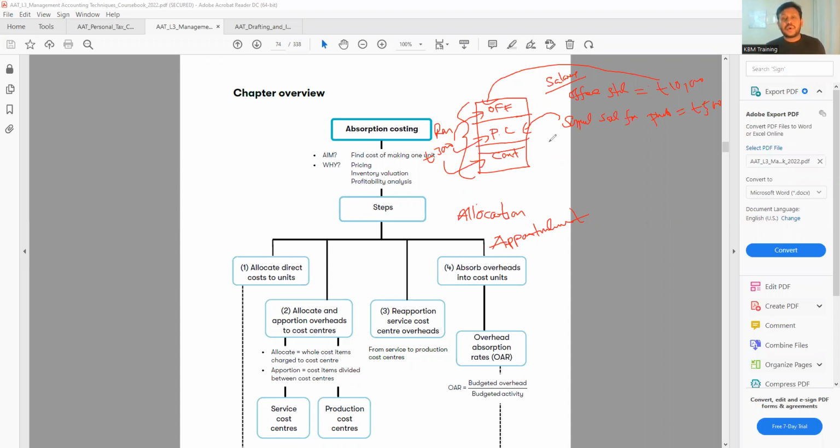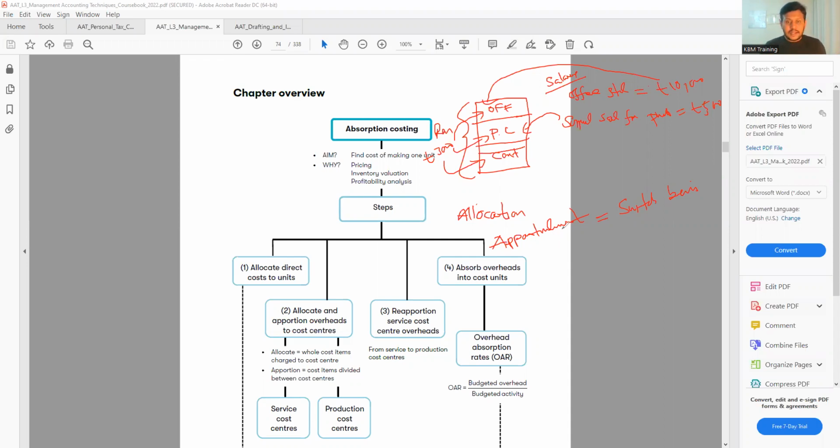For that reason, to do the apportionment, we need to use a suitable basis. For the rent, we can use the square meter. So if the total rent is 3,000, we need to look at how many square meters the whole building is, and we have to divide by that. We have to find the cost per square meter. After that, we give the rent to the specific department, and they will have no question.